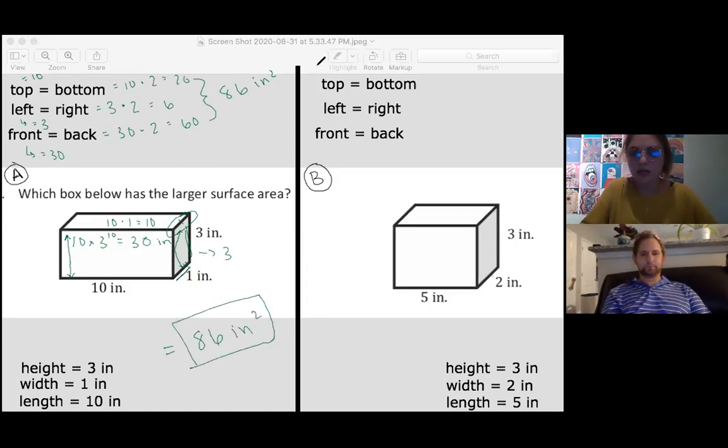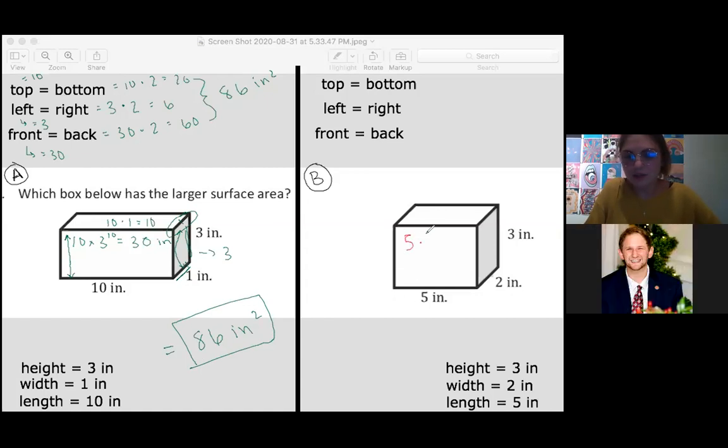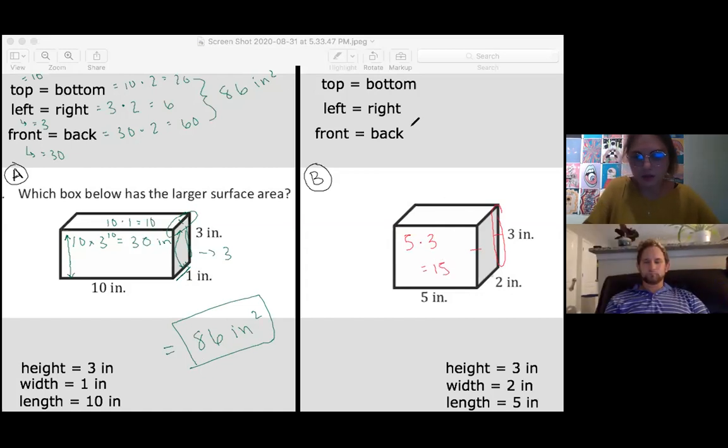Now on to box B. I'll use red for Coach Siegel. For this one, we have a base or a length of 5 inches. So 5 times the height of 3, which is over here, because this line would be parallel to this line, you would get 15. So the front and the back are both 15. And I'm going to erase this because I'm neat. This next one, we have a base of 2 and a height of 3. So 2 times 3 is 6. So both the left and the right are 6.